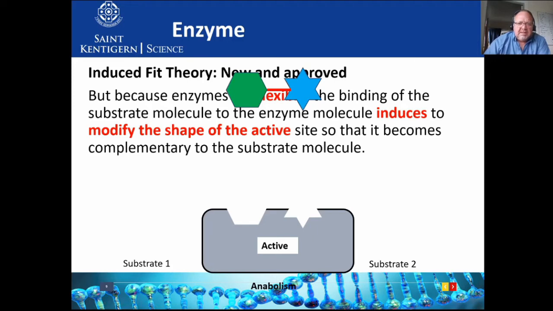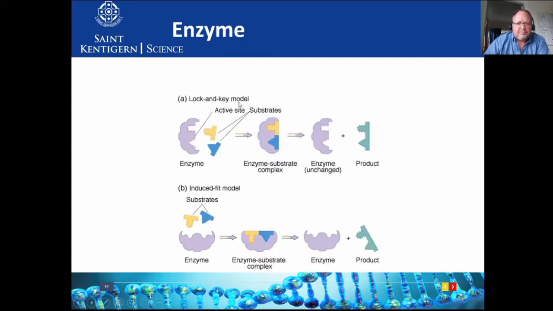Okay, so that is the induced fit model, where they don't have to be an exact match, but the enzyme will change its shape to accommodate the substrate. Here's another visual of that. So with the lock and key, they have to be a precise match. With the induced fit, you can see they are much more malleable, and they can consequently make the reaction happen.